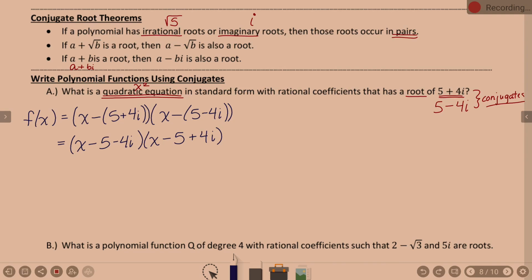Because they asked us for this in standard form, yes? So do I get to stop here? No, we're going to multiply. Couldn't we have just put them into the problem as is? x minus 5 plus 4i and x minus 5 minus 4i. Essentially left it as is. Because if you're looking at them flipped. Yeah.